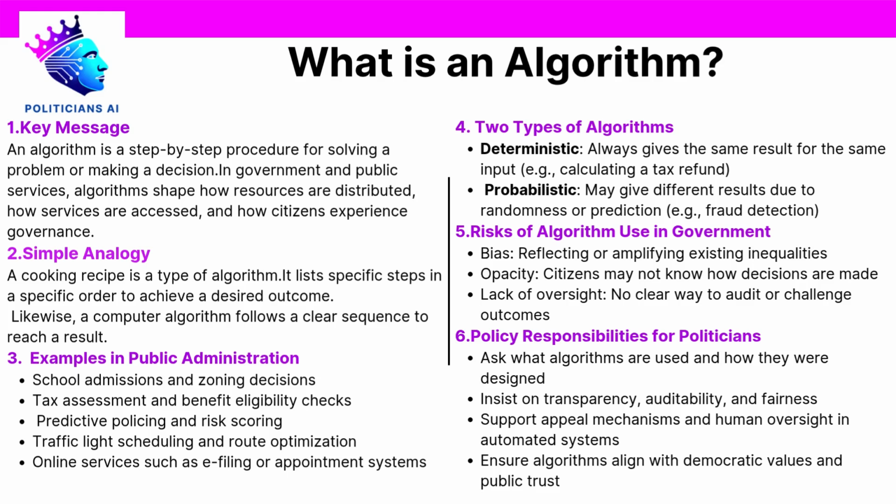To conclude, an algorithm is not just a technical formula. It is a rule-based system, created by humans, that automates decisions. It can improve efficiency. It can reduce costs. But it can also create inequality, injustice, and confusion if it is not handled with care. As a politician, you're not expected to build these systems. But you are expected to understand them, to ask the right questions, and to protect the public interest.